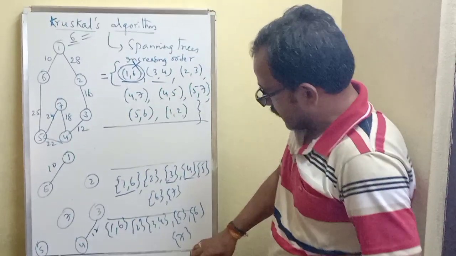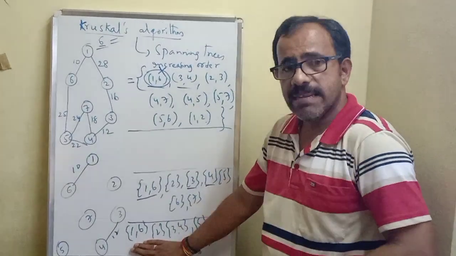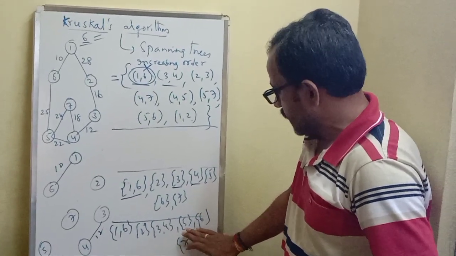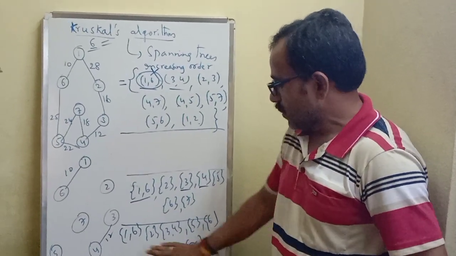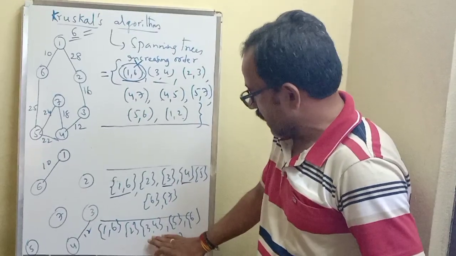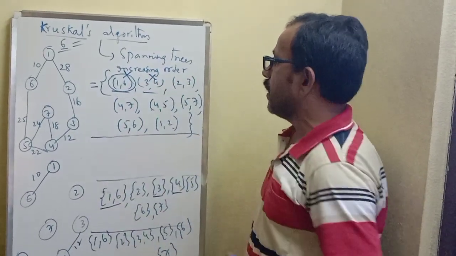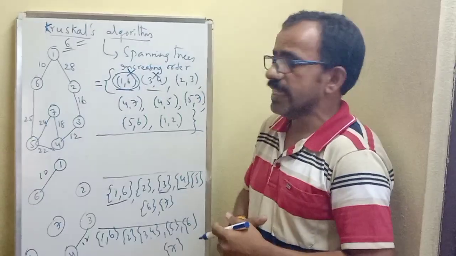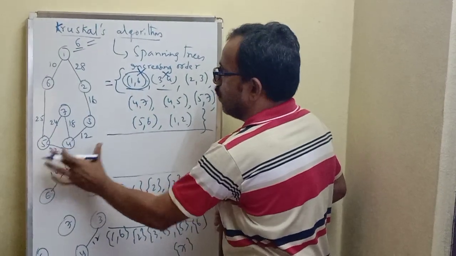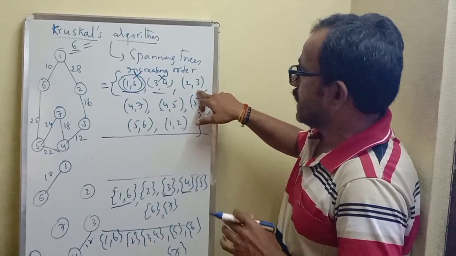So after updating the sets, we get the resultant set like this. 1, 6 are in the same set, 2 is independent, 3 and 4 are in one set, 5 is one set, 6 is one set, 7 is one set. So from this we say that 1, 6 is included into the spanning tree and 3, 4 is also included into the spanning tree. Then remove this also from the previously constructed set. Now, what is the next minimum cost edge? If you go through the graph, or we can select it from the already constructed set.